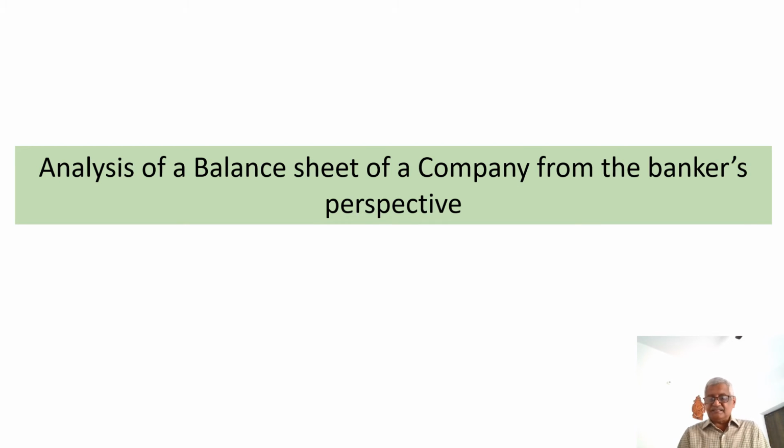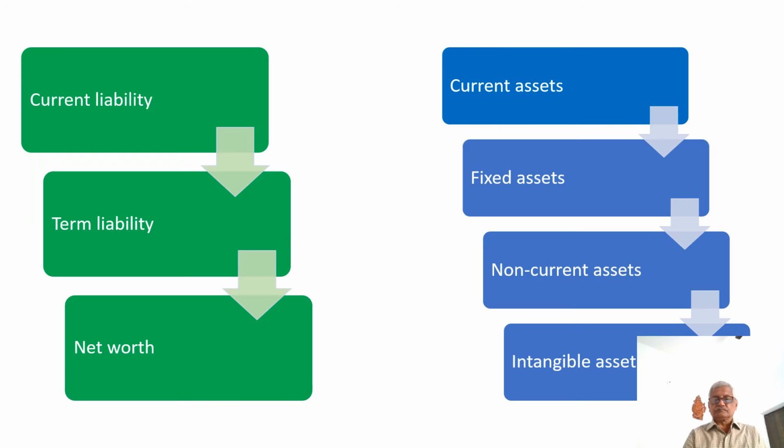Now, having seen the balance sheet of the company, let us look at the analysis of the balance sheet of a company from the banker's perspective. How do we do that? The liability side is divided into three: current liability, term liability, and net worth. Here we go by the order of maturity. Which liability matures first? We know current liability is a liability which is to be settled within a period of 12 months. And term liability is a liability which has a repayment period exceeding 12 months.